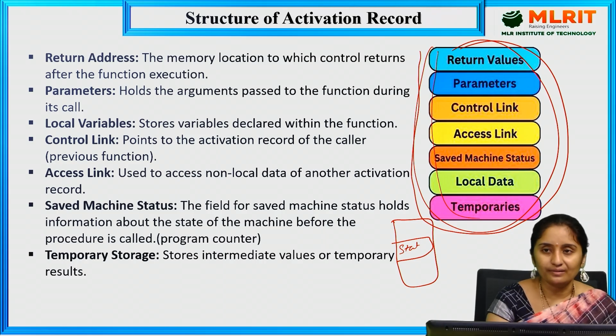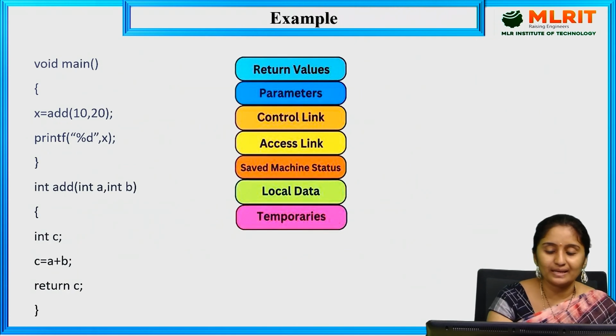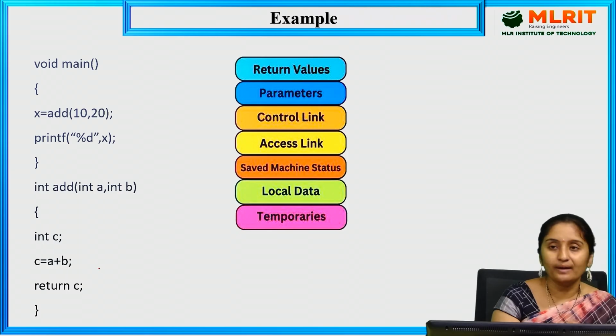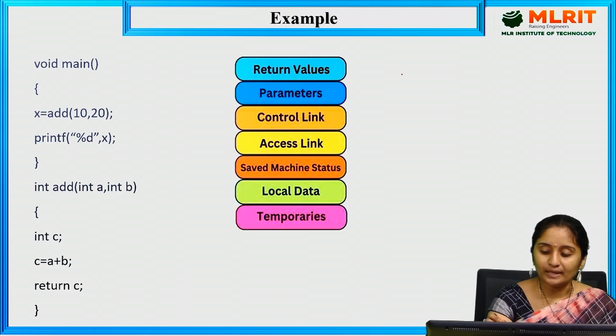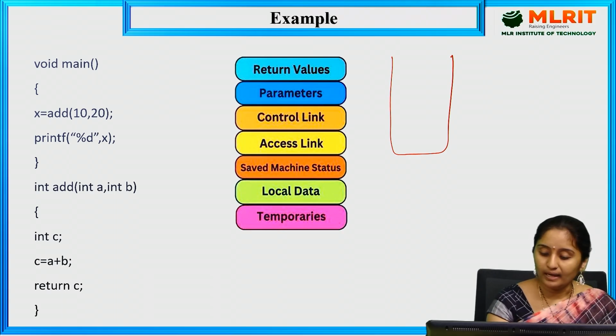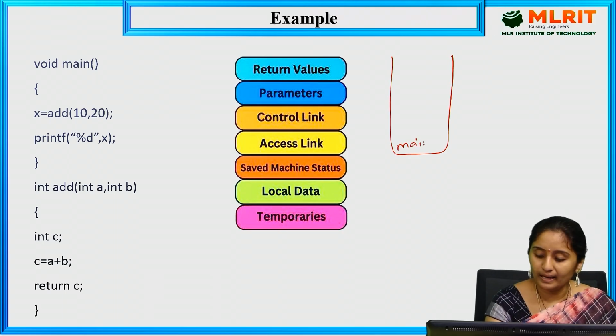So the first one, return address. What is the return address? Let us take one example program. Here void main and some program I have written. What happens in the stack? Main is called here. As it is a function call, the activation record for the procedure is created in the stack.